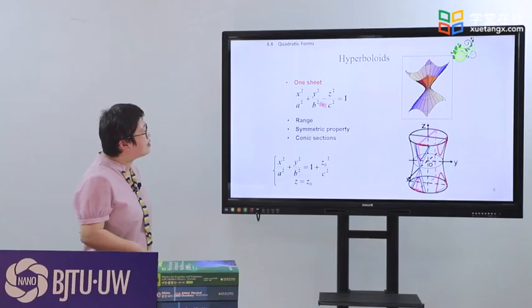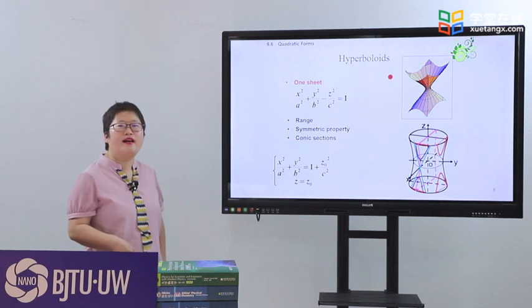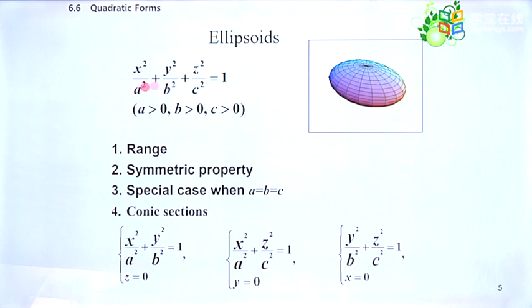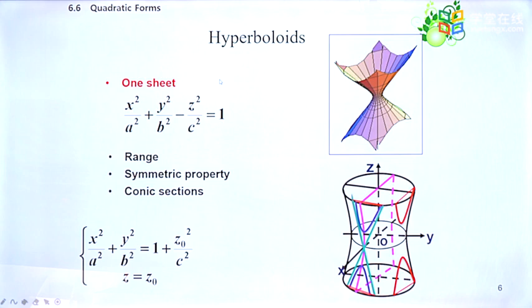The range of this x, y, and z is not like the ellipsoid we mentioned before, right? They are bounded, right? So x, the absolute value is no more than a, y absolute value is no more than b, and z absolute value is no more than c. However, for this hyperboloids, you can see for x, it can tend to infinity, right? For y, it can also tend to infinity, right? For z, it can also tend to infinity.